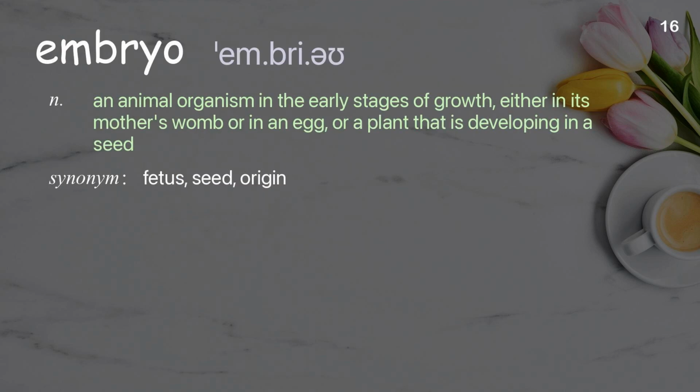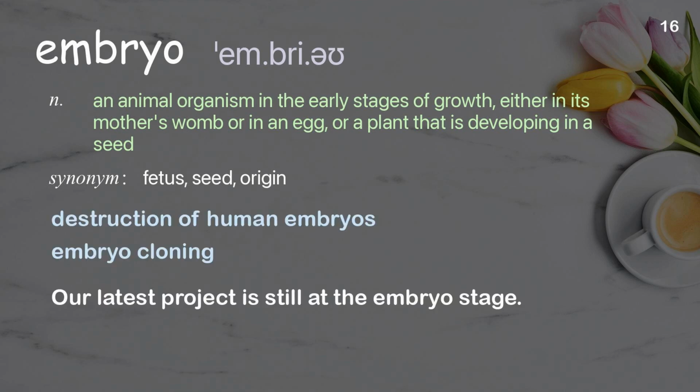Embryo. An animal organism in the early stages of growth, either in its mother's womb or in an egg, or a plant that is developing in a seed. Examples: Destruction of human embryos. Embryo cloning. Our latest project is still at the embryo stage.